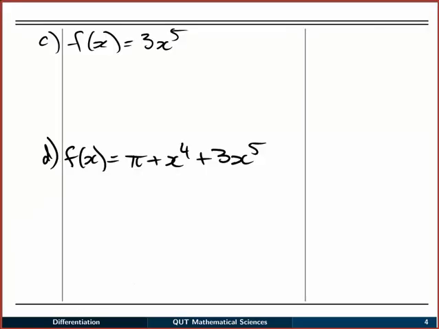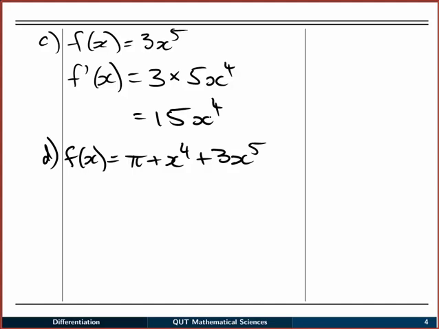In C, we have f of x equal to 3x to the 5th. Well, this is just a constant multiple, 3, of the function x to the 5th. So f dash of x is going to be equal to 3, because we leave the constant out the front, multiplied by the derivative of x to the 5th, which is 5x to the 4. Cleaning it up, we have 15x to the 4.